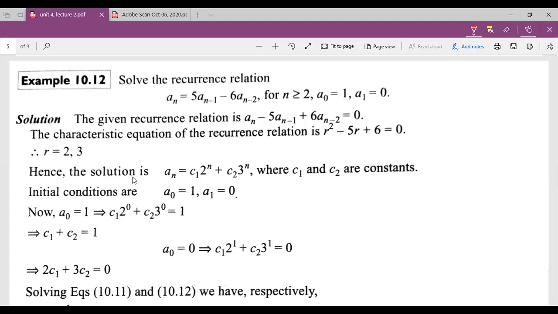So hence the solution of the given recurrence relation is a_n^(h). H means homogeneous, it represents the linear homogeneous recurrence relation. So a_n is equal to, since these two roots are real and distinct, C1 2^n + C2 3^n, where C1 and C2 are constants. We find C1 and C2 values using the given initial conditions. The initial conditions are a_0 = 1, a_1 = 0.